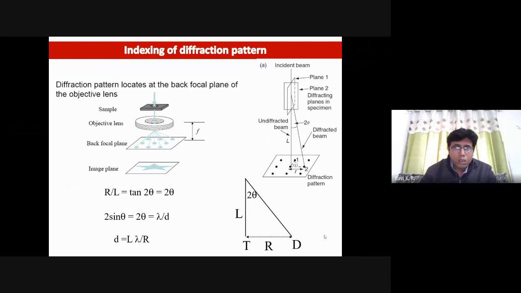Now, let us look at the pattern. When you have an image, it is in the image plane, and the pattern is in the back focal plane. Another thing is that the pattern is in reciprocal space, which I will discuss separately. Maybe in today's class I can give a brief on why we need reciprocal space, so that you yourself can understand why we need it. And this image plane is in real space.